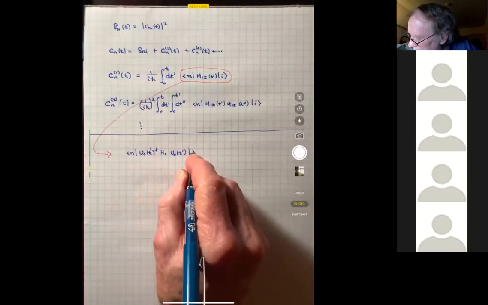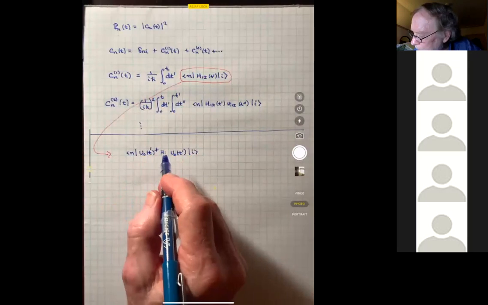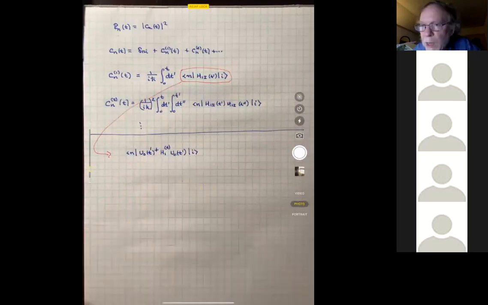H1 in the Schrodinger picture might also depend on time. I could put that in if you want. Some problems it does and some problems it doesn't. Most of the problems I'm going to be considering in this lecture tonight and also in the next lecture will be ones in which H1 does not depend on time.